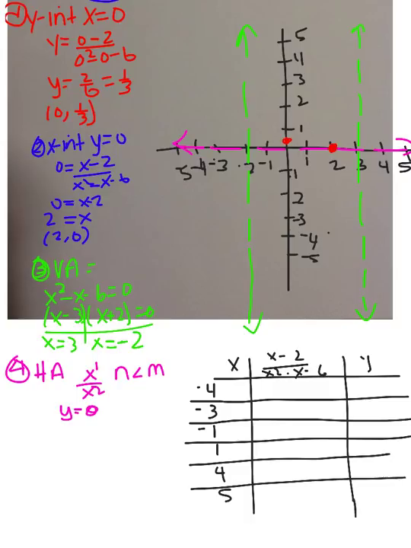Okay, so let's plug it in. So I have -4 minus 2 over 16 plus 4 minus 6. So -4 minus 2 is -6. Over 16 plus 4 is 20 minus 6 is 14. So it's -6 over 14. So -3 minus 2 over -3 squared is 9, plus 3 minus 6. So 9 plus 3 is 12, minus 6 is 6. So it's -5 over 6.